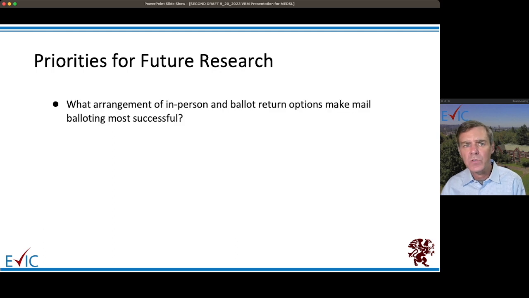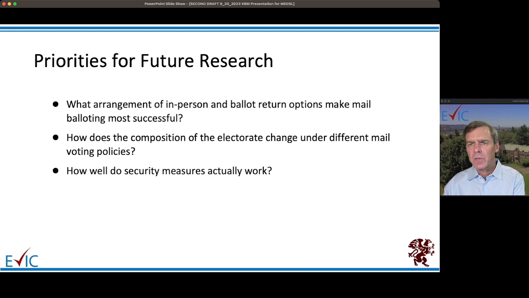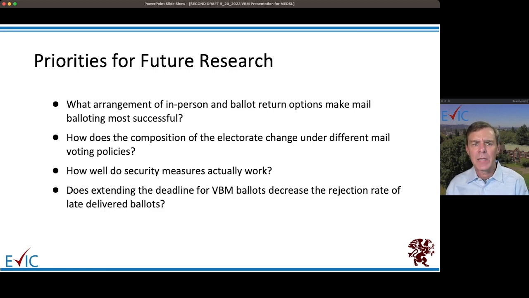Priorities for future research. What particular arrangements, what mix of in-person, early, by mail, what's the most successful system? How does the composition of the electorate change under these different systems? How do these security measures actually work? How can they improve? Is it a matter of education? Is it a matter of learning? What's up with signature verification? How can it be best optimized?